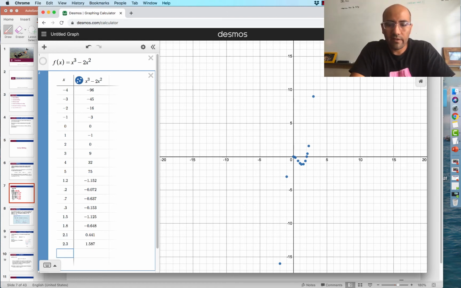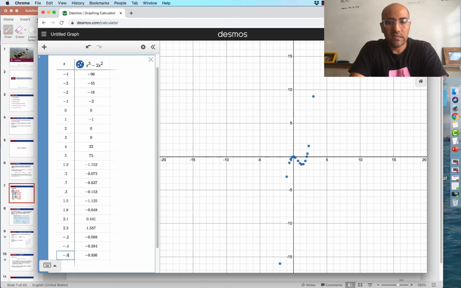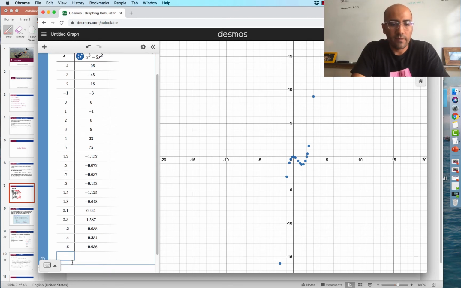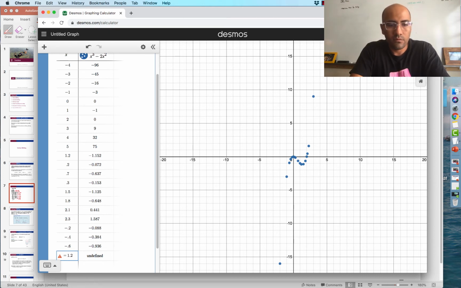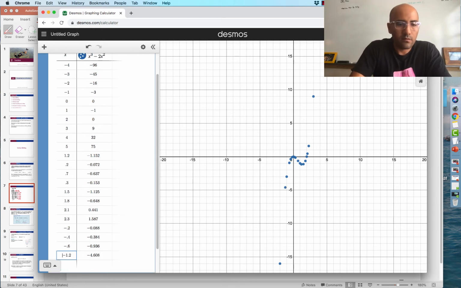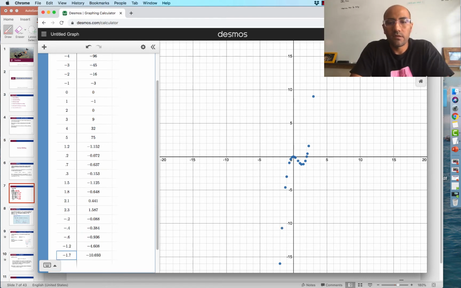How about a few of those negative values, -0.2, -0.4, -0.6, right? And so we can see that we are slowly starting to put together an idea of what this thing would look like. And of course, the more points you put, the better the image becomes. -1.2, oops, negative 1.2, negative 1.7. Okay, so we slowly start to see what this graph would look like.